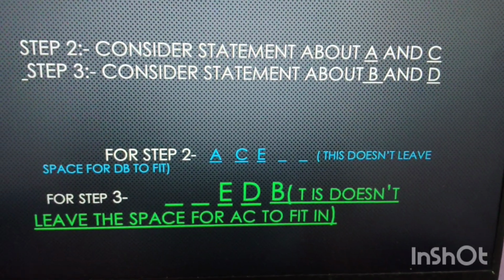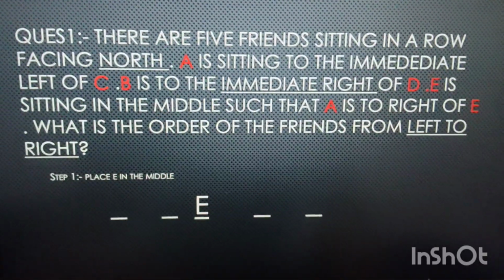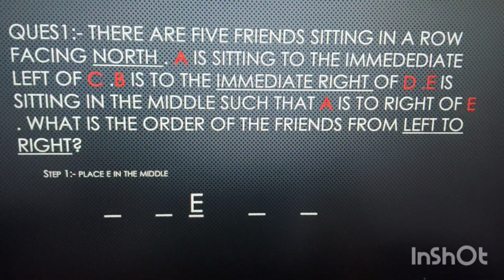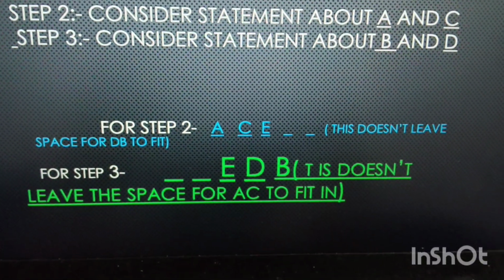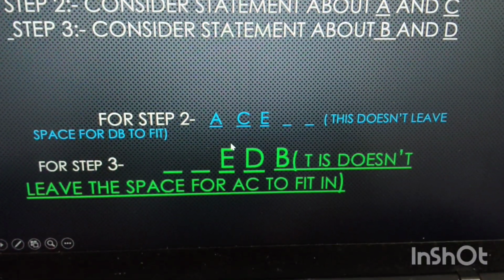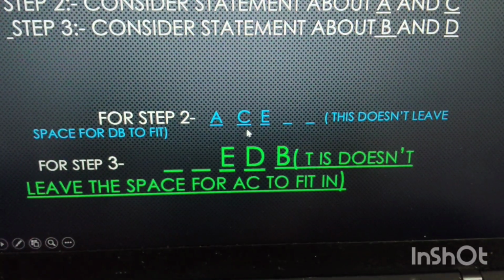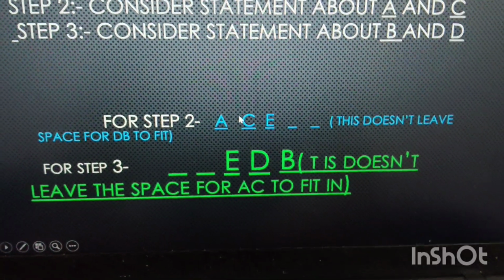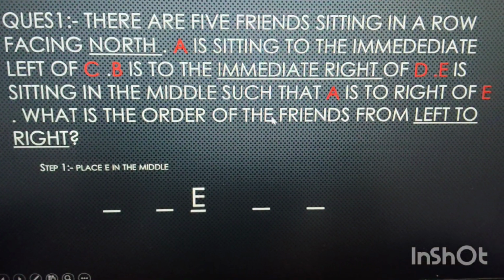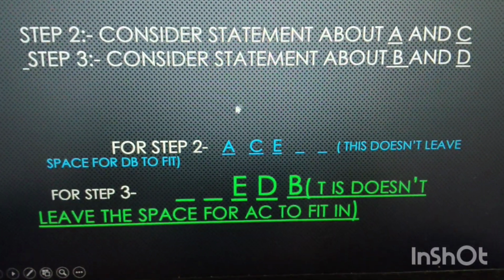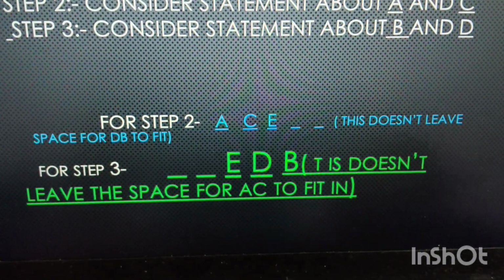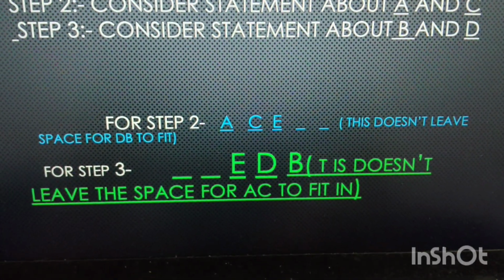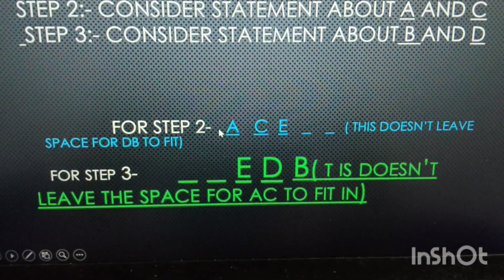So next is step 2. Consider the statement about A and C. What was the statement about A and C? A is sitting to the immediate left of C. So for step 2, we can place A and C on the very first 2 spots. They told that A is sitting to the immediate left of C. So C would be placed to the left of E and A would be placed to the immediate left of C, as said in the question.